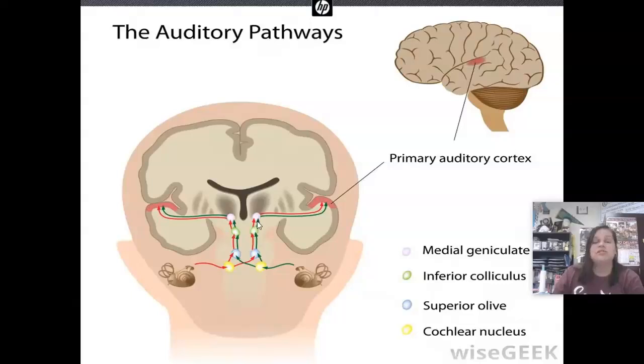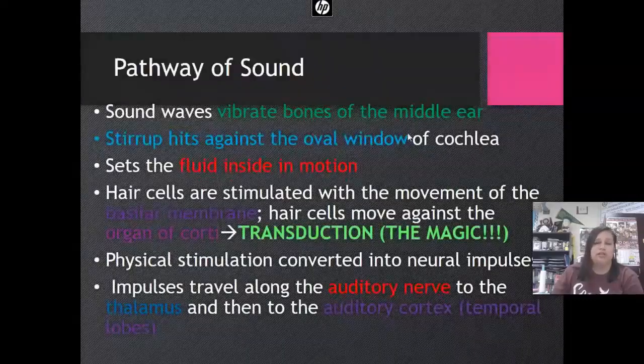Remember, the thalamus directs sensory signals except for smell. And then the thalamus is going to direct it to the temporal lobes, which are on the sides of our head above our ears. Or we can see it in this diagram up here. And that's where our primary auditory cortex is.